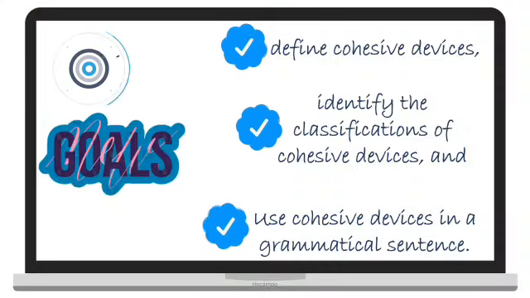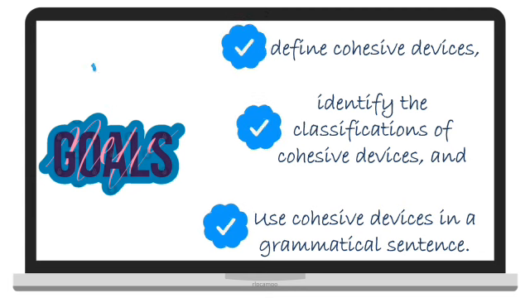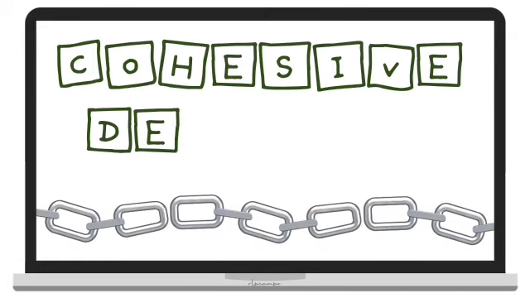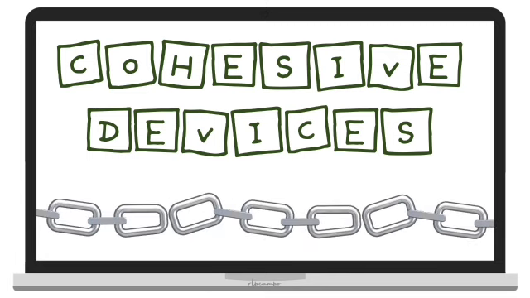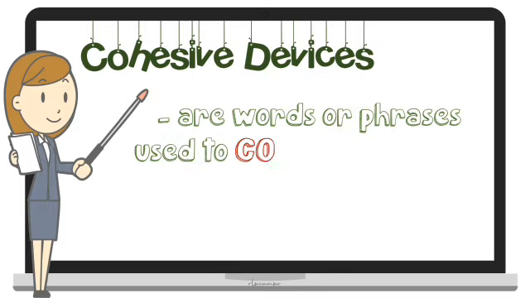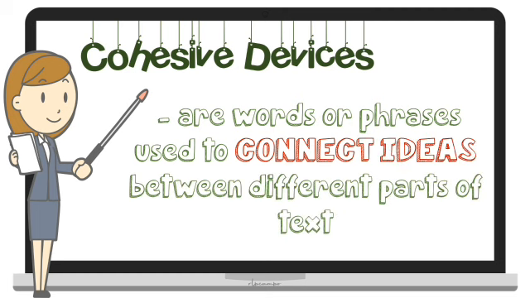Our goals for today are to define cohesive devices, identify the classifications of cohesive devices, and use cohesive devices in a grammatical sentence. Let us start by defining cohesive devices. Cohesive devices are words or phrases used to connect ideas between different parts of text.